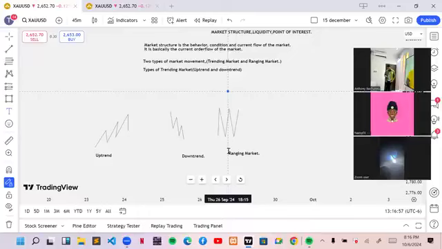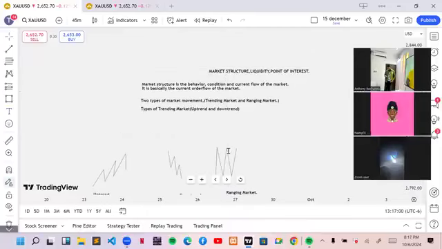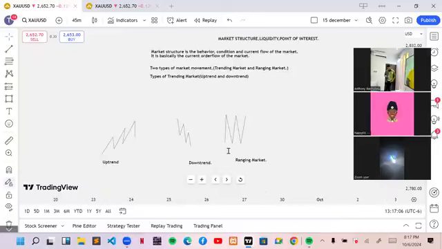So market structure is the current flow of the market, the behavior and the condition of the market. There are two types of market movements: the trending market and the ranging market. In the trending market, we have the uptrend and the downtrend, and then we have the ranging market. So this is just the introduction to market structure.